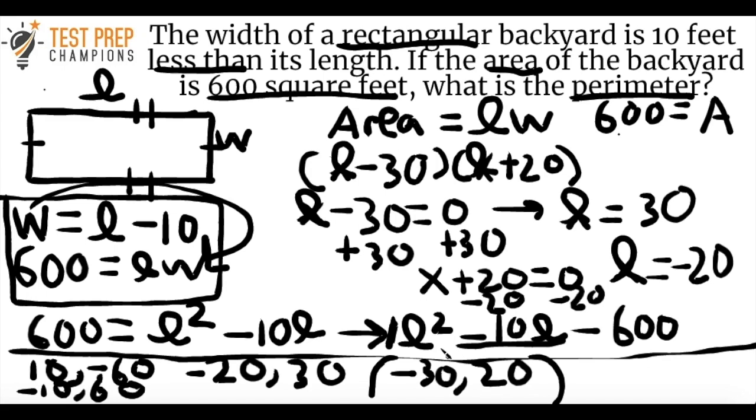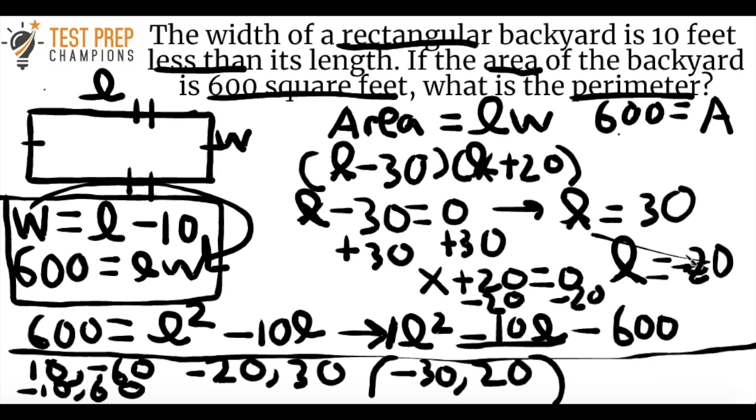Now these could have been x's. They could have been x squared minus 10x. It doesn't really matter. The point is that we have these variables here. A variable is just another word for unknown. In this case, we chose to make L the unknown because we're trying to find the length and the width. Length starts with L, so that's why I did that. But anyway, the solutions are L equals 30 and L equals negative 20.